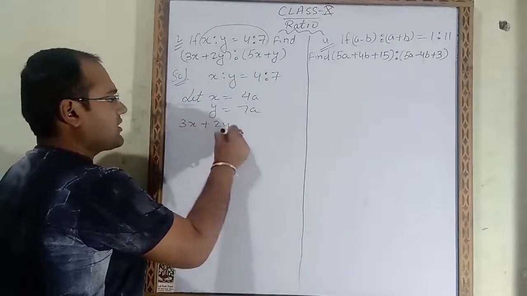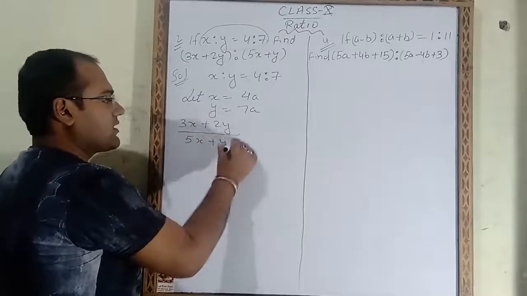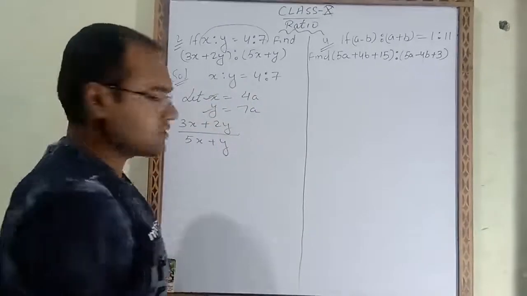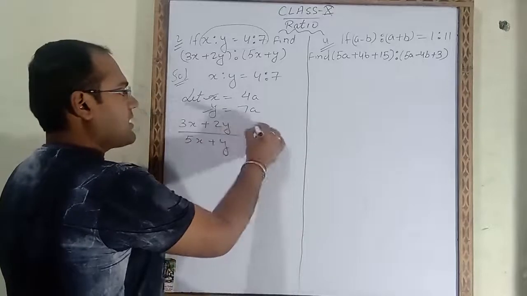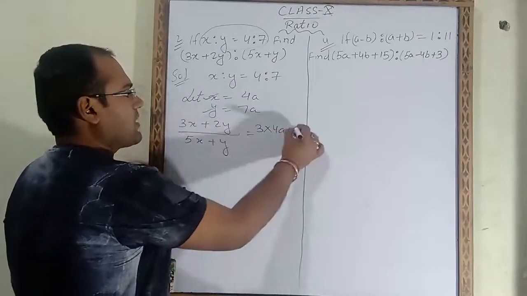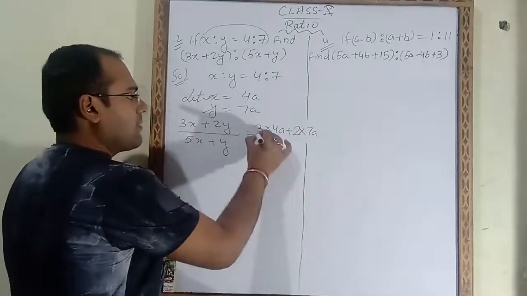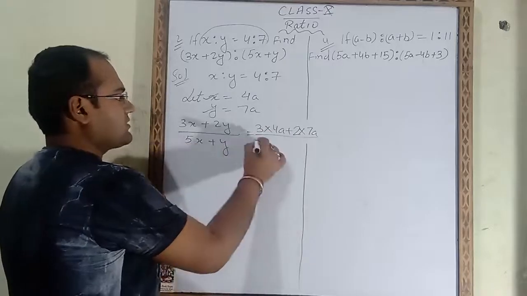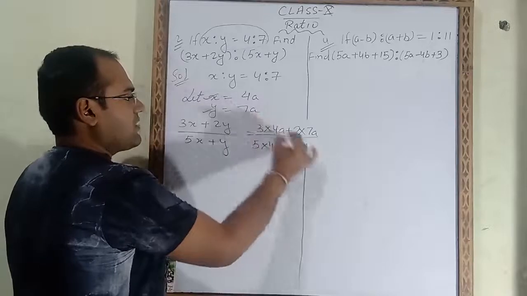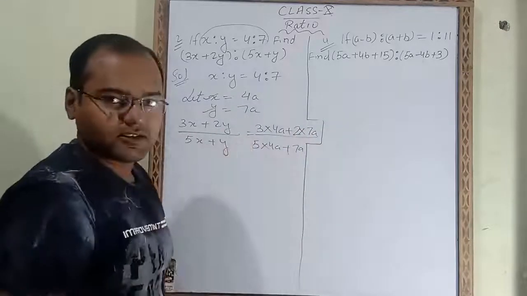3x plus 2y upon 5x plus y. Now what you have to do, we have to put these two values in this equation. So we will put 3 multiplied by x, which is 4a, plus 2 multiplied by y, which is 7a, upon 5 into x value 4a plus y value 7a. So in this way you have to start this question.